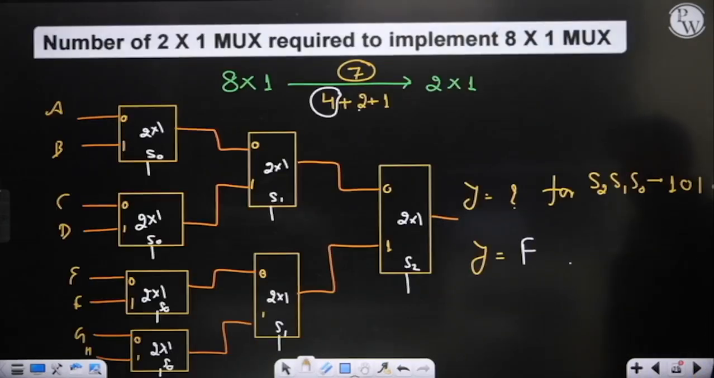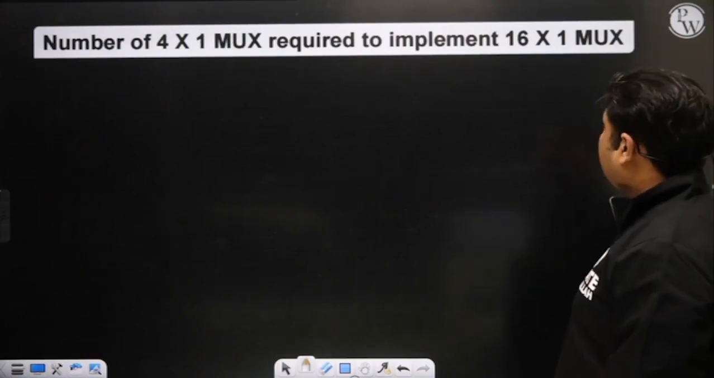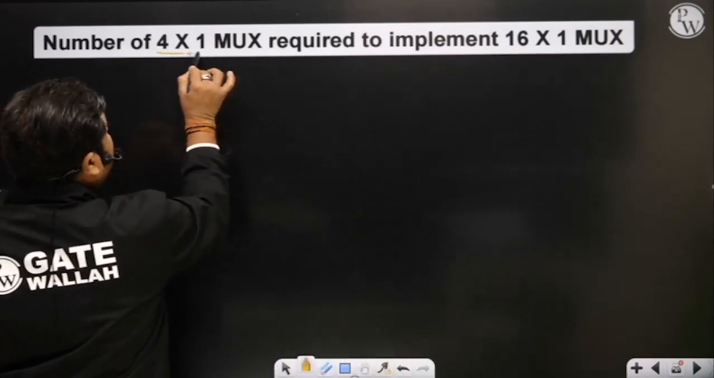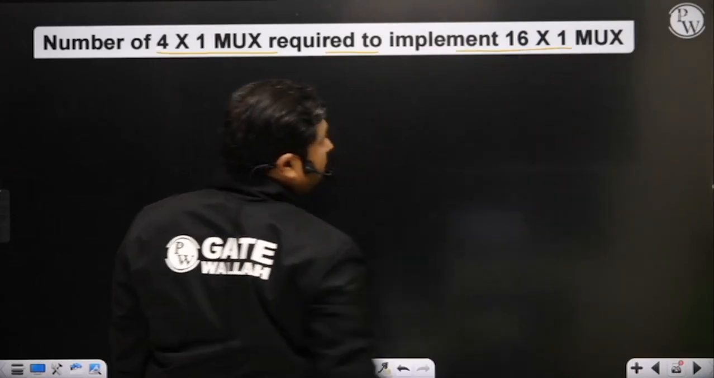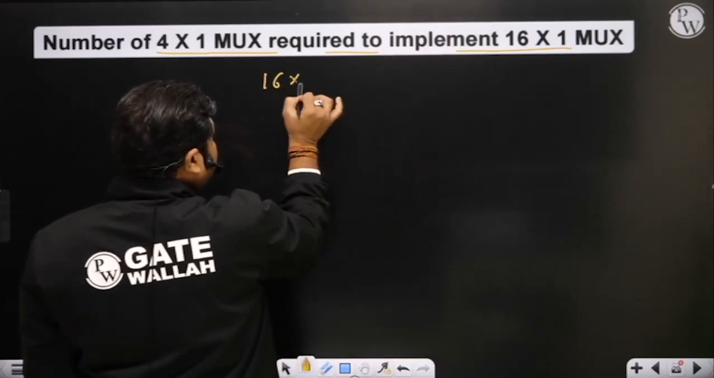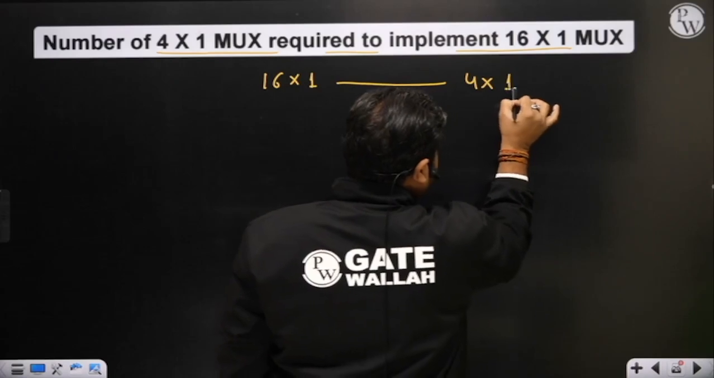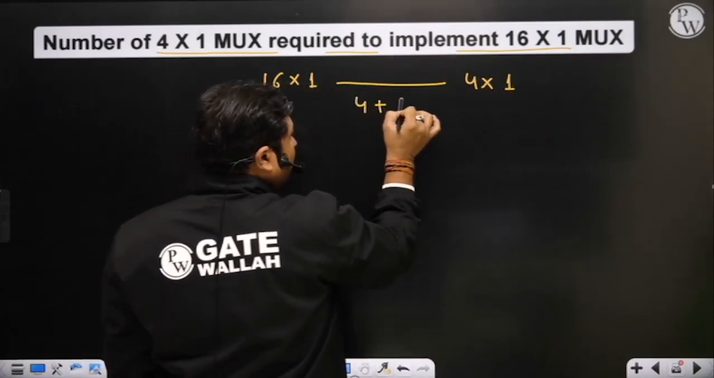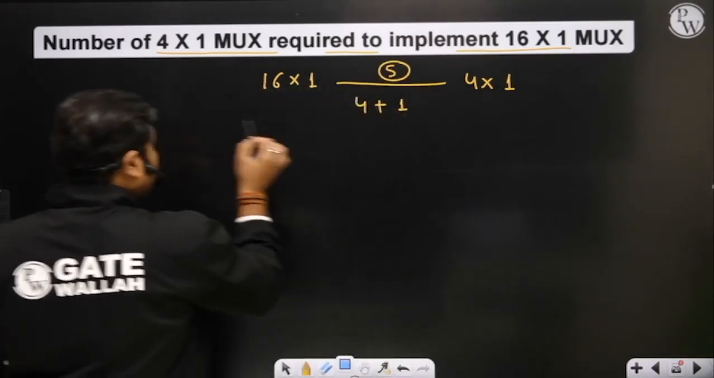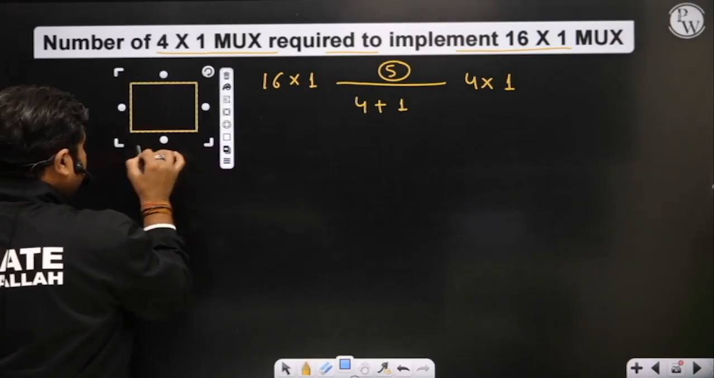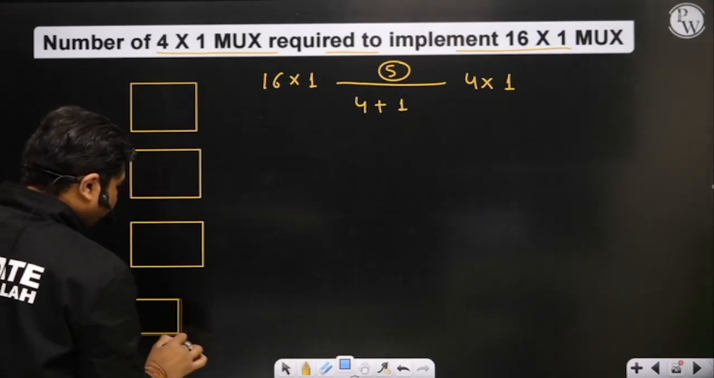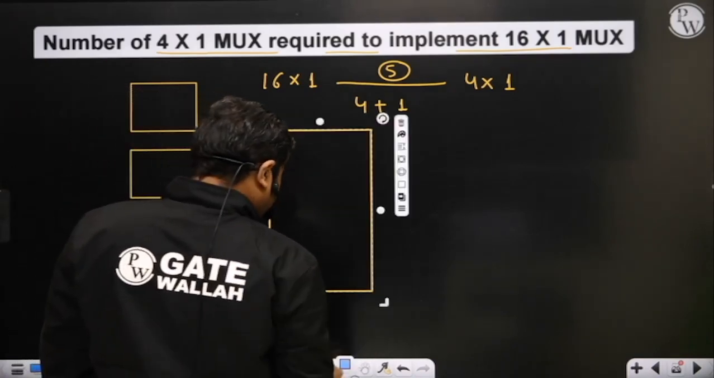Up to this part, I am hoping everything is clear. Okay, let's talk about 4 cross 1. How many 4 cross 1 multiplexers are required to implement a 16 cross 1 multiplexer operation? Sir, we need to perform the 16 cross 1 multiplexer operation using 4 cross 1 multiplexers. Start dividing, sir. 4 plus 1, the total needed will be 5. And we also know about the connection, sir. 4 cross 1 is needed: 1, 2, 3, 4. And 1 more 4 cross 1 is needed.